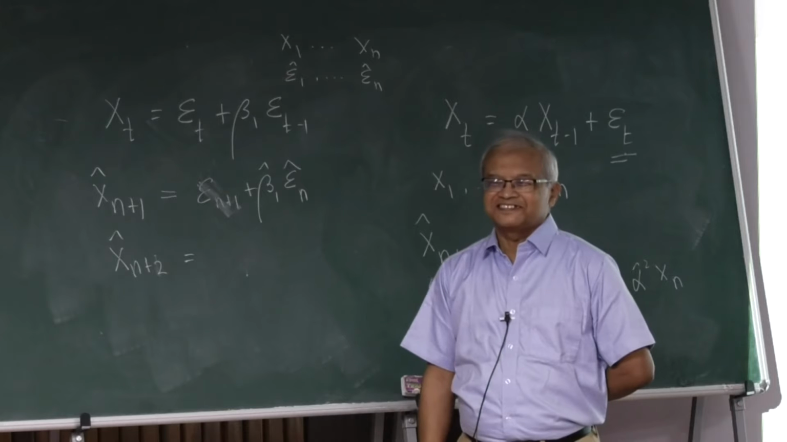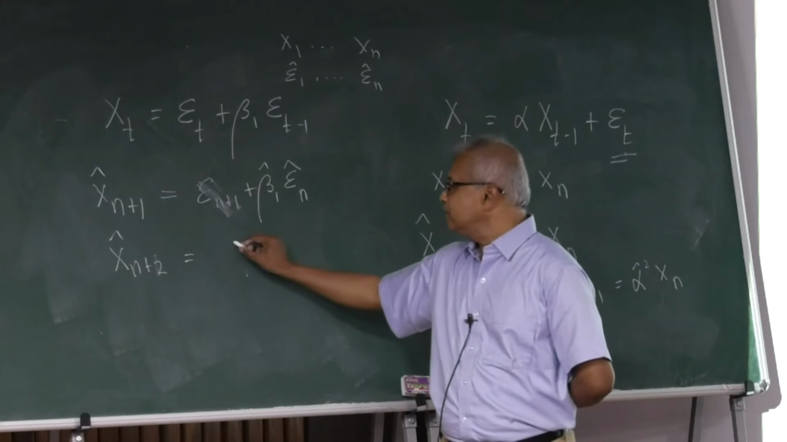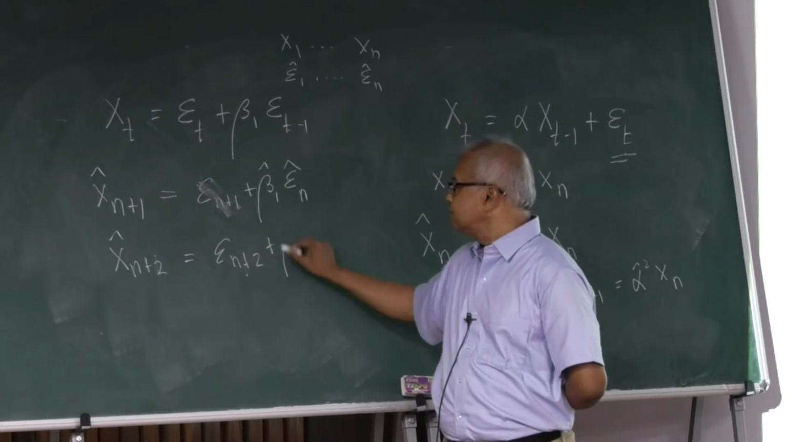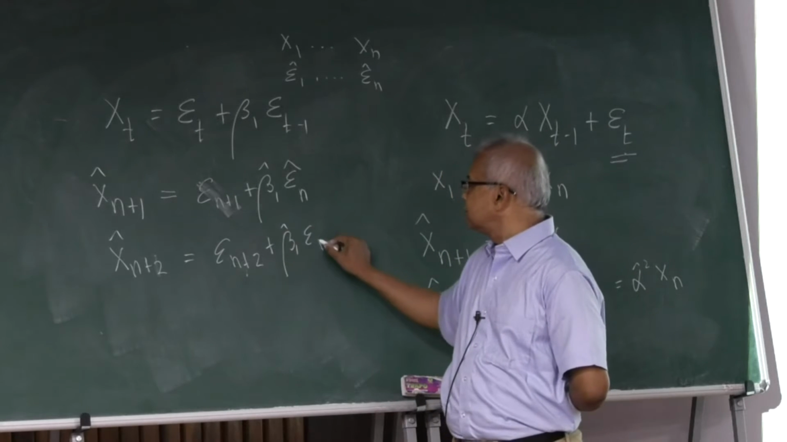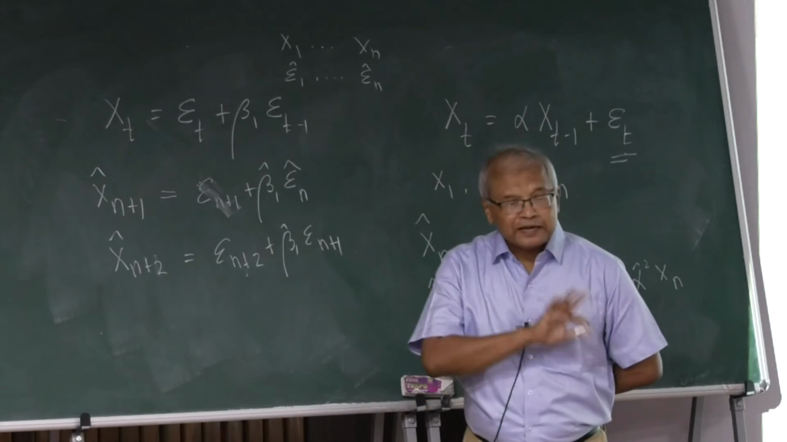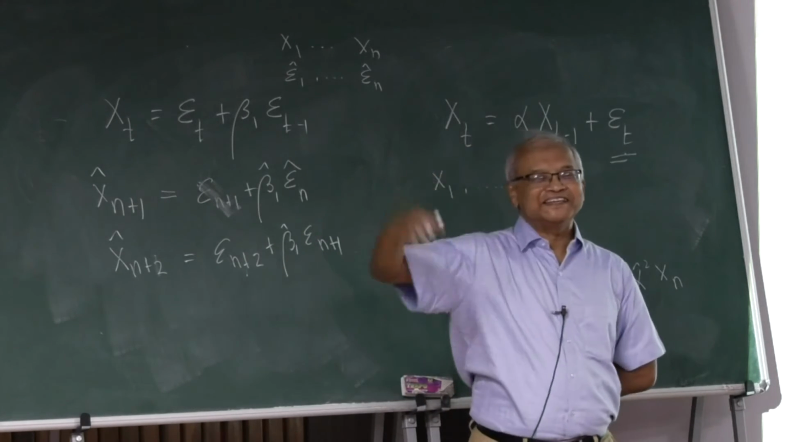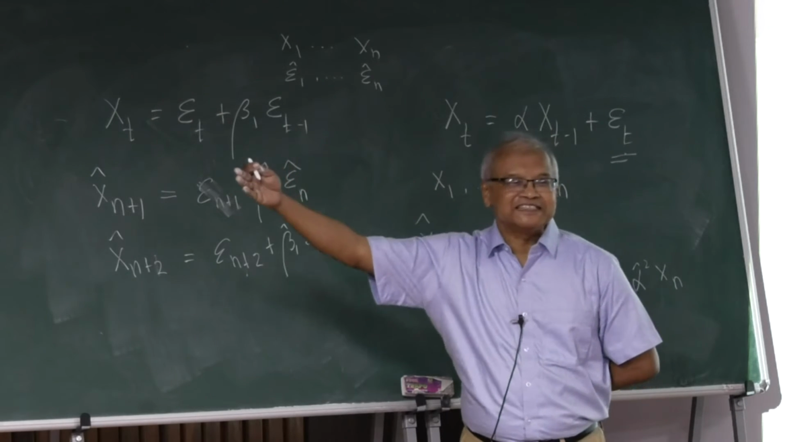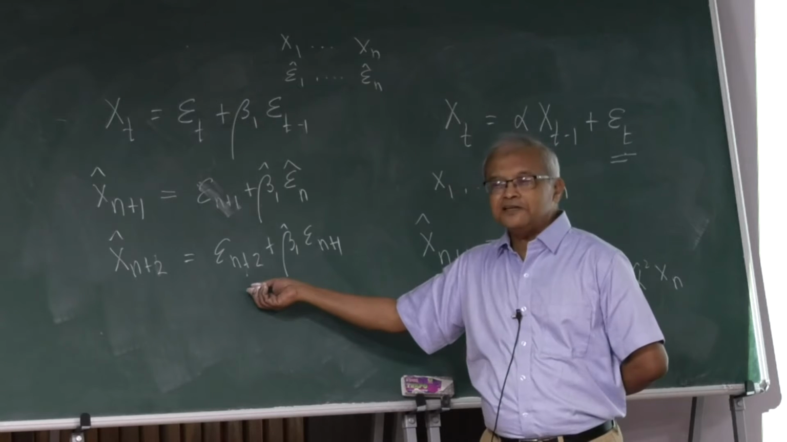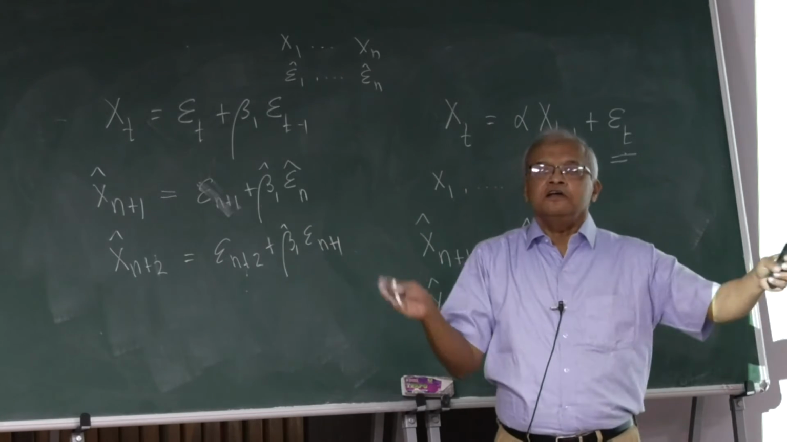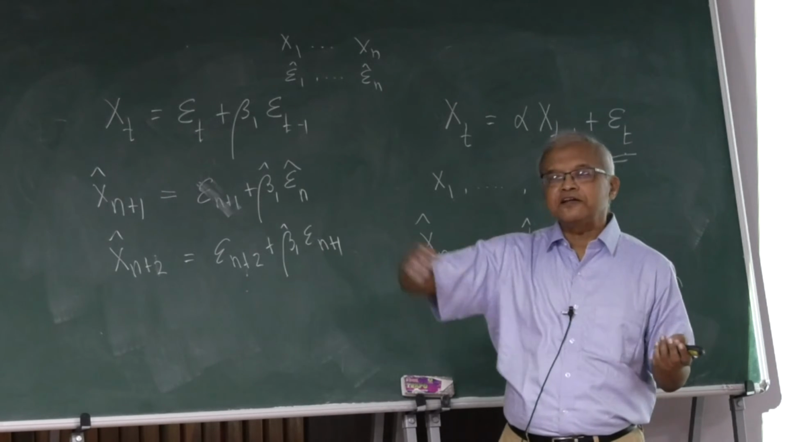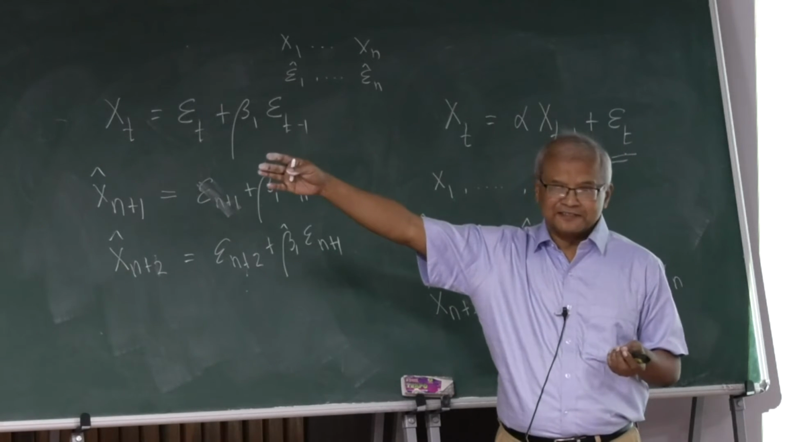I can't do this because this will depend on something I don't have. So don't become too adventurous and go on predicting several steps ahead. You can't do that. Always remember that sometimes you become very adventurous. You have 15 years of data and you predict 50 years ahead. You can't do that, basically.